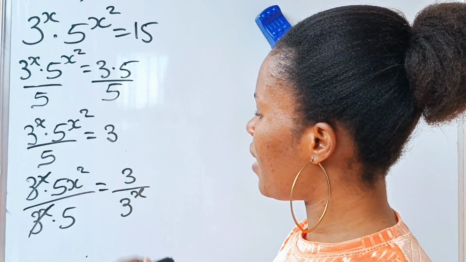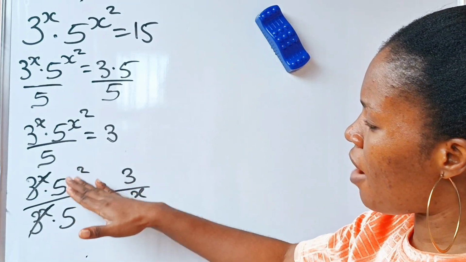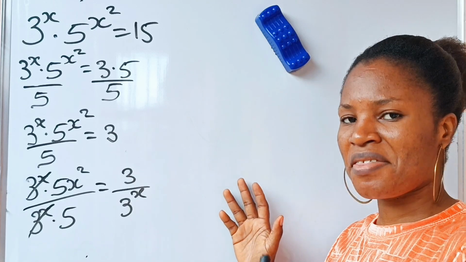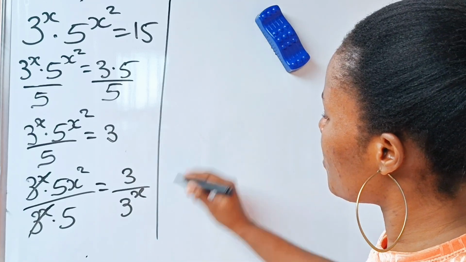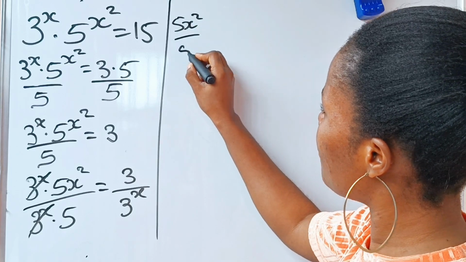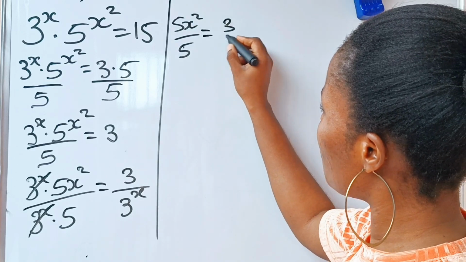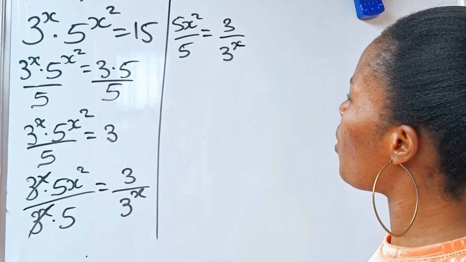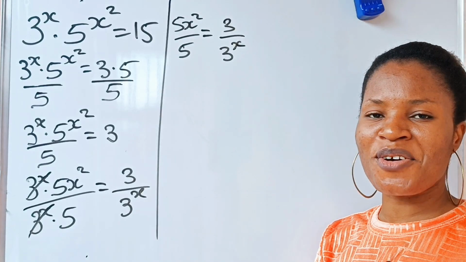So this is going to divide this time. Now we have our 5 one side and our 3 the other side. So we are going to have 5 to the power of x squared divided by 5 is equal to 3 divided by 3 to the power of x. Okay, now what do we do next?